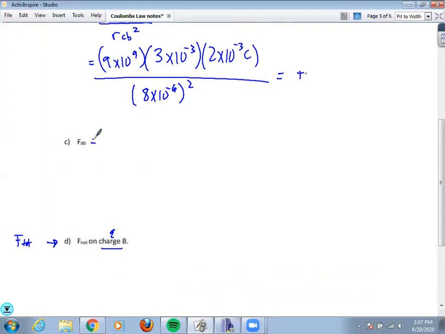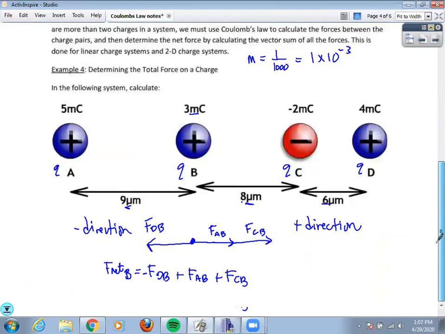So FD on B is going to equal K, so 9 times 10 to the 9 times QD. In this case, D is 4 millicoulombs and B is 3. And we add up the two distances to get 14 micrometers.